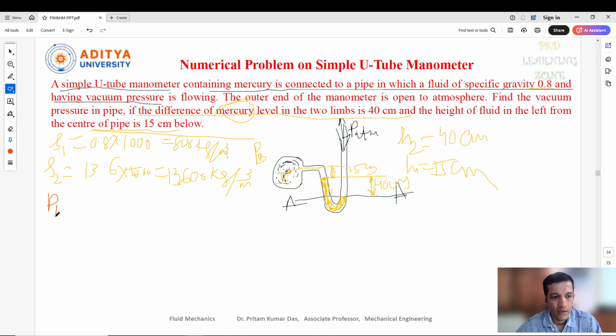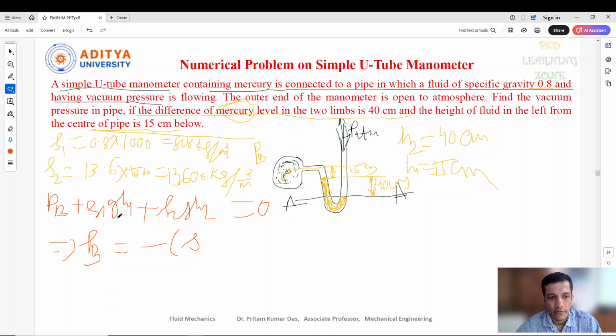So PB is on the left side. PB plus the pressure at this point, because the right side pressure is 0. So we need to write all these things on the left side only. So rho 1 g H1 plus rho 2 g H2 equals 0. So we can write PB equal to minus, and this formula we already got in the previous lecture; you can see that video on how to identify this. Rho 2 g H2 plus rho 1 g H1.